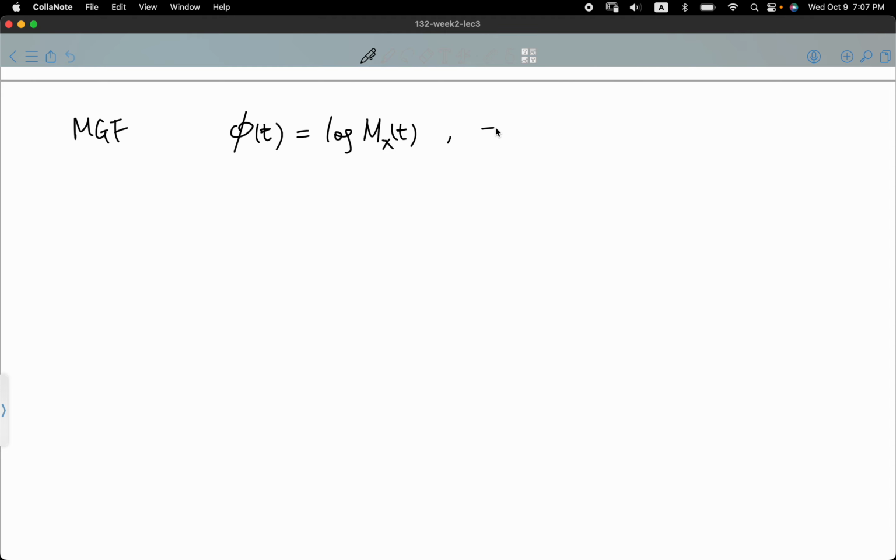And then I'm going to specify the following results. The first one is the first order derivative of this log of the moment-generating function, and then you evaluate at t equals 0.